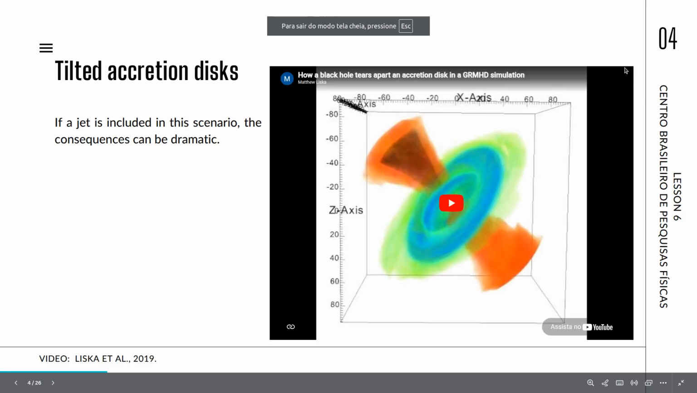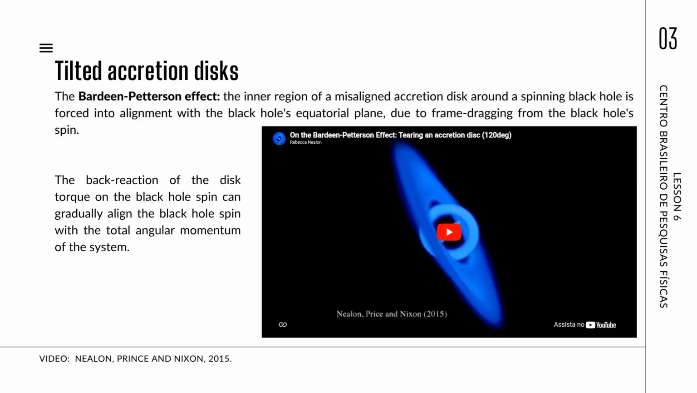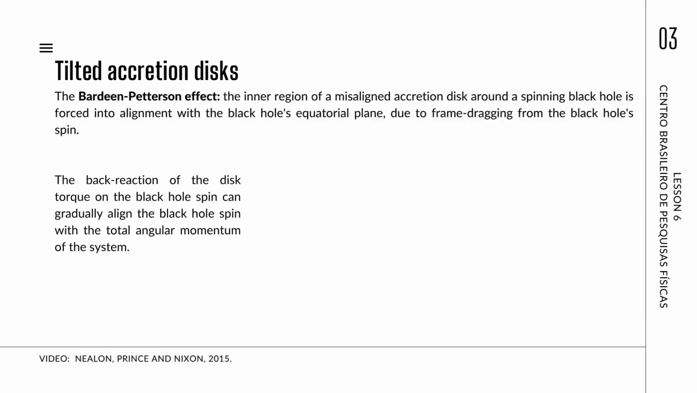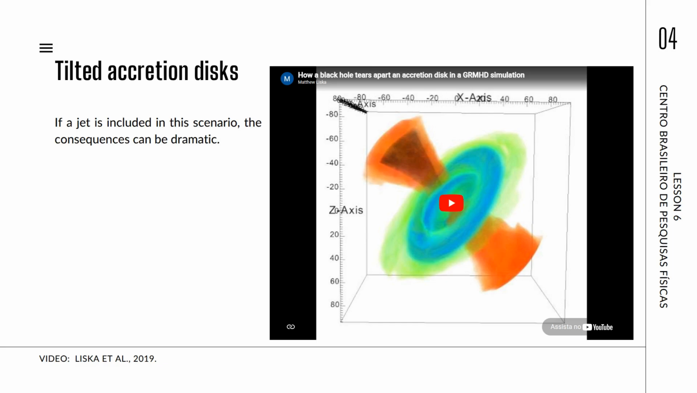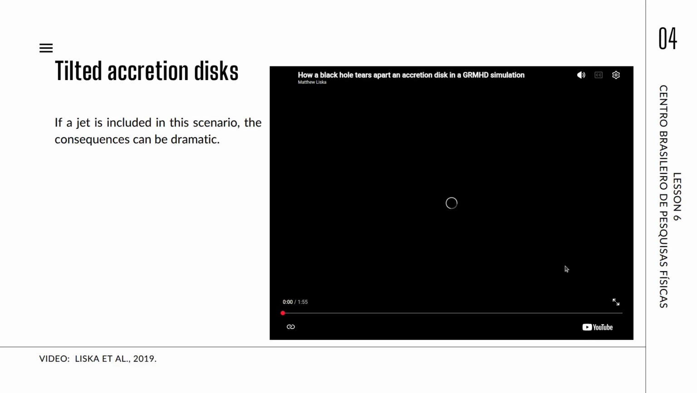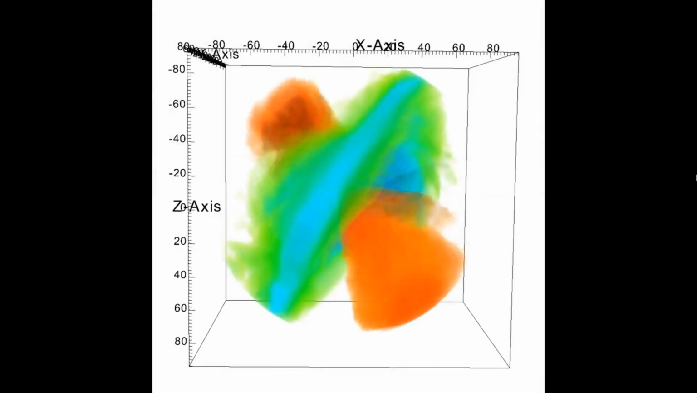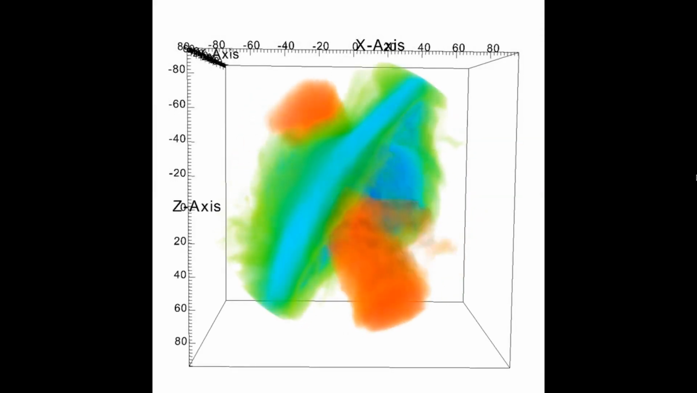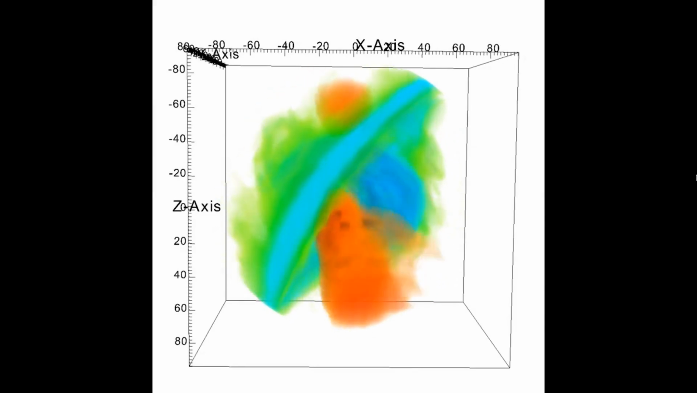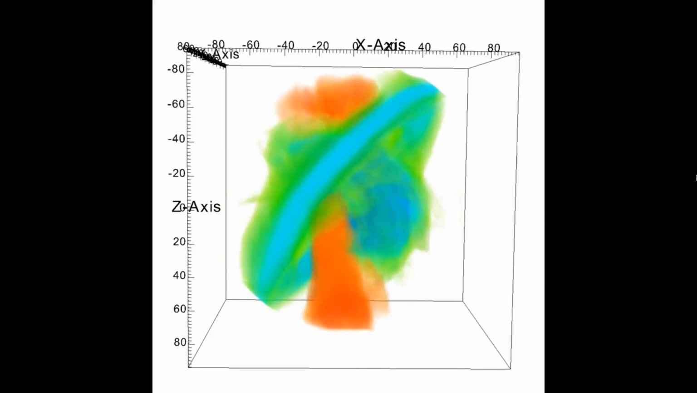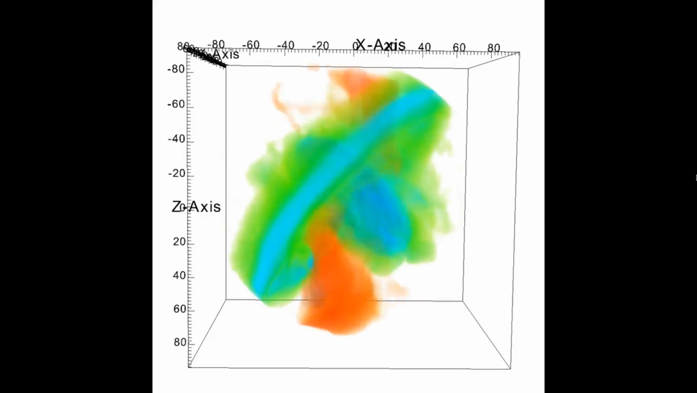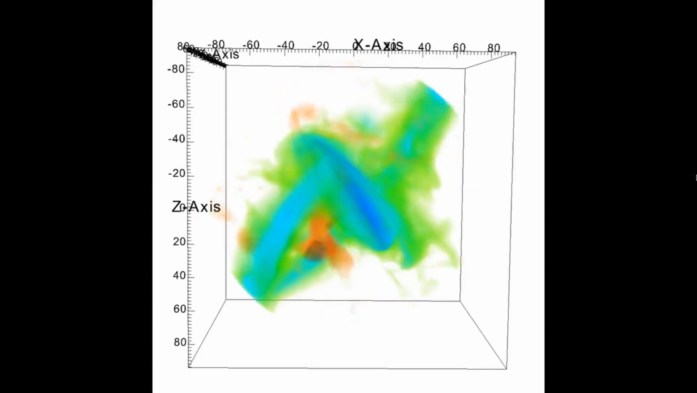And the last simulation I show you, again by Liska. Liska is the one that did this first one here. It's basically the same thing, but when we include the relativistic jet that I briefly mentioned to you in the last class. So we have an inclined disk and a jet. The one thing I don't understand very well is how this jet is collimated here, because it looks like the collimation is guided by the accretion disk, and I'm not sure about this.